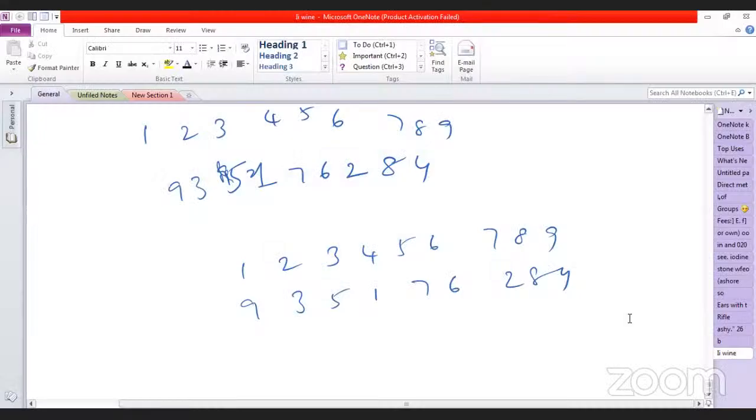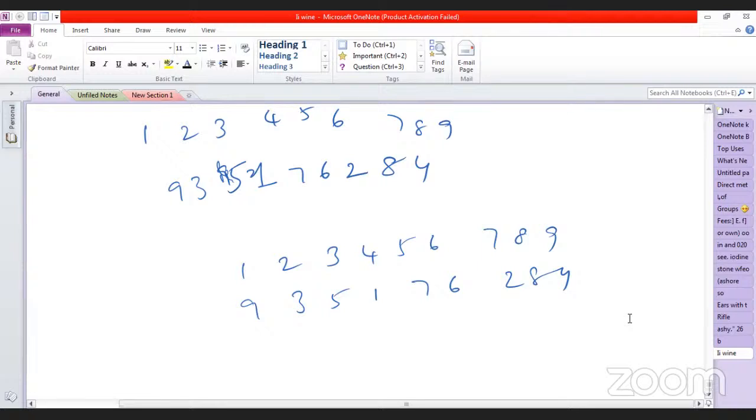Anyone tell me the product of the disjoint cycles? Sir, the screen is not visible. Okay, I will share. Now is it visible? Yes, sir. 1, 2, 3, 4, 5, 6, 7, 8, 9 over 9, 3, 5, 1, 7, 6, 2, 8, 4.